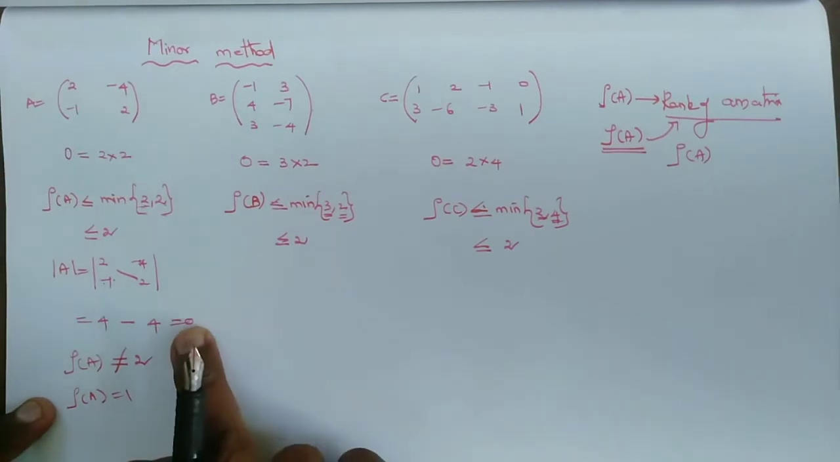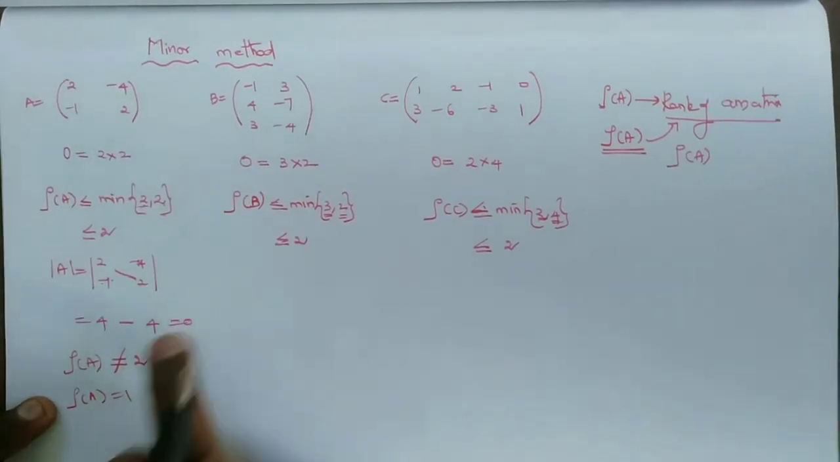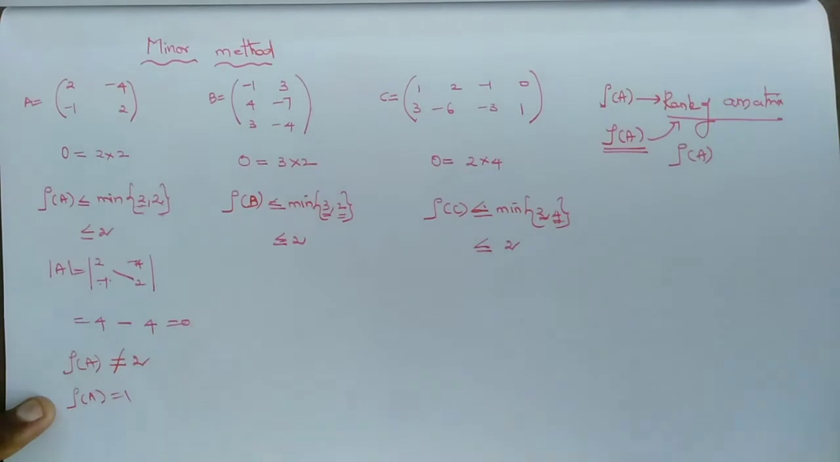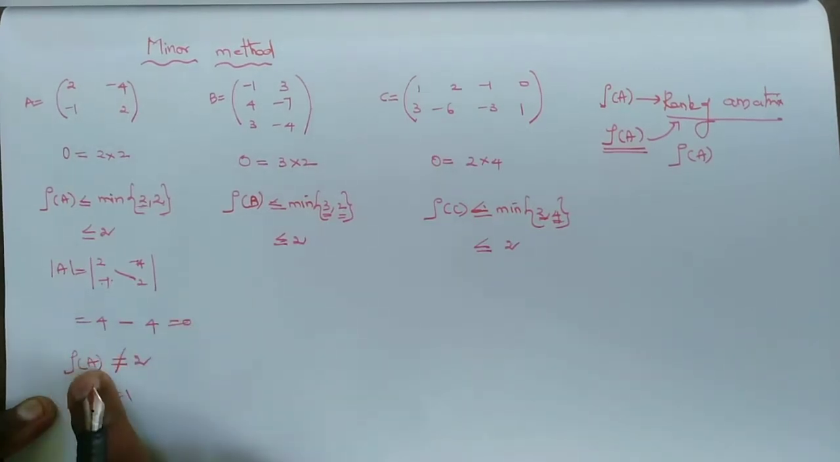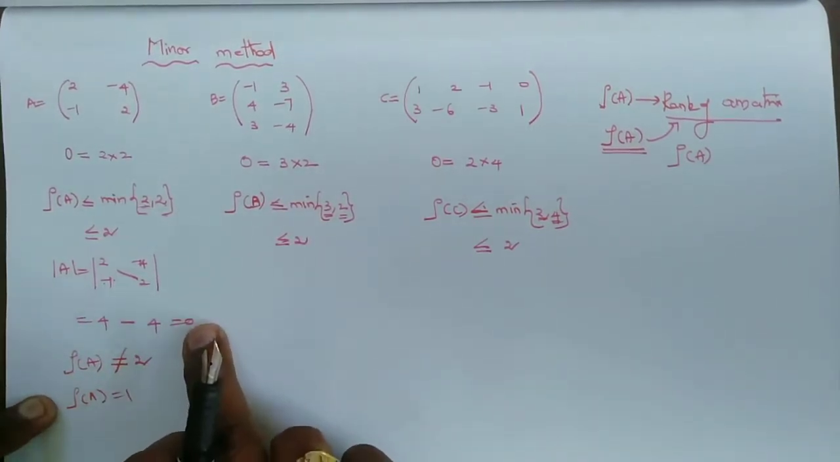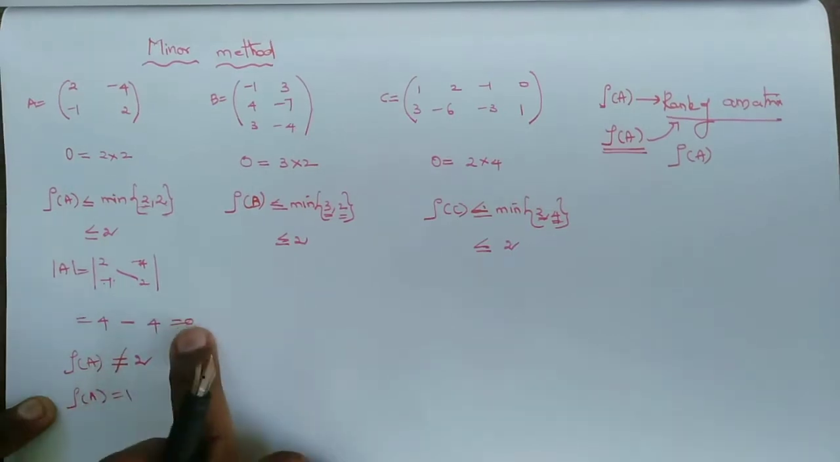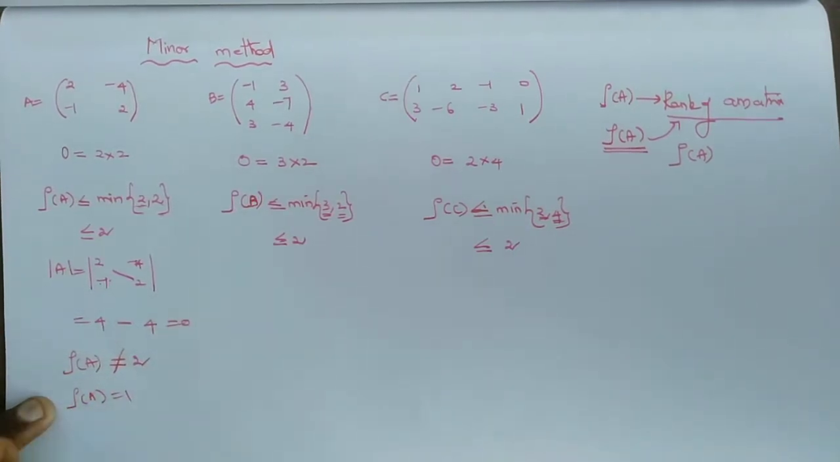Suppose it is not equal to 0, for example, minus 1. You will write rank of A is equal to 2. That's a rank it will be 2. If it is 1, I can write rank of A equal to 2. If it is minus 1, rank of A is equal to 2. If it is minus 5, rank of A equal to 2. If it is 0, I need to write rank of A is equal to 1.